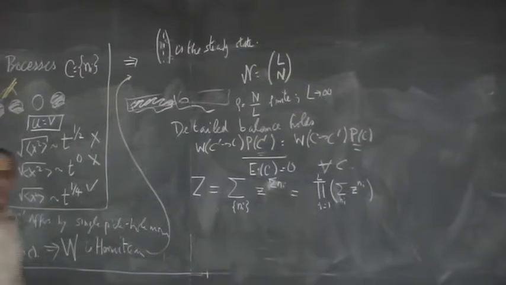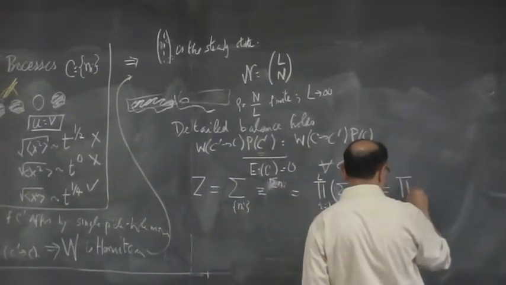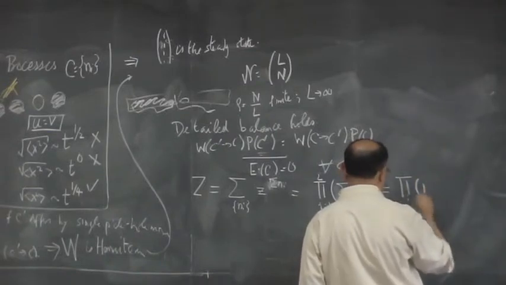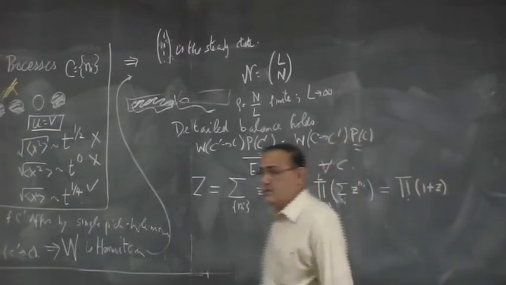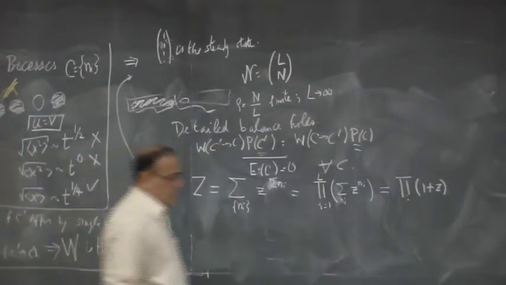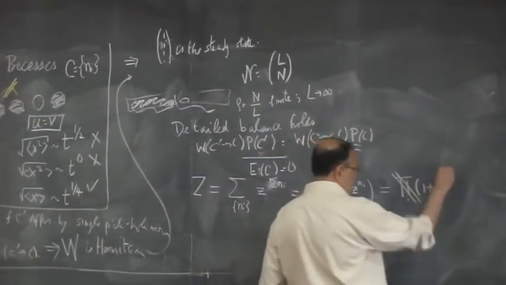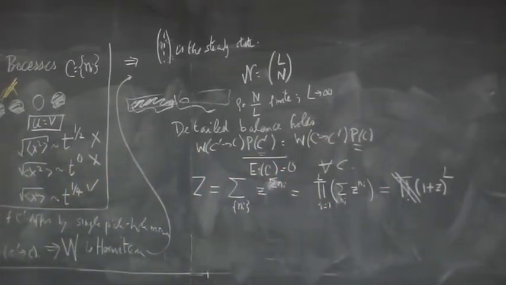But what are the allowed values of n? They are 0 and 1. So this is a product over i, and n_i is either 0 or 1, so you get 1 plus z. But this product becomes 1 plus z raised to the power N. So this is your grand partition function.